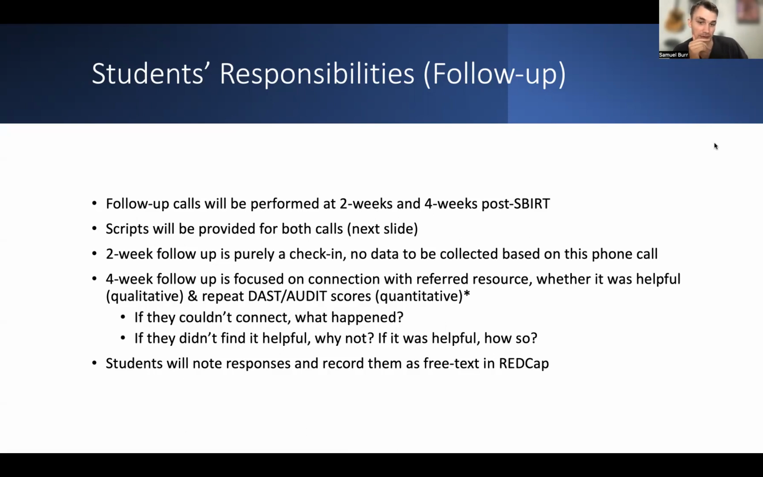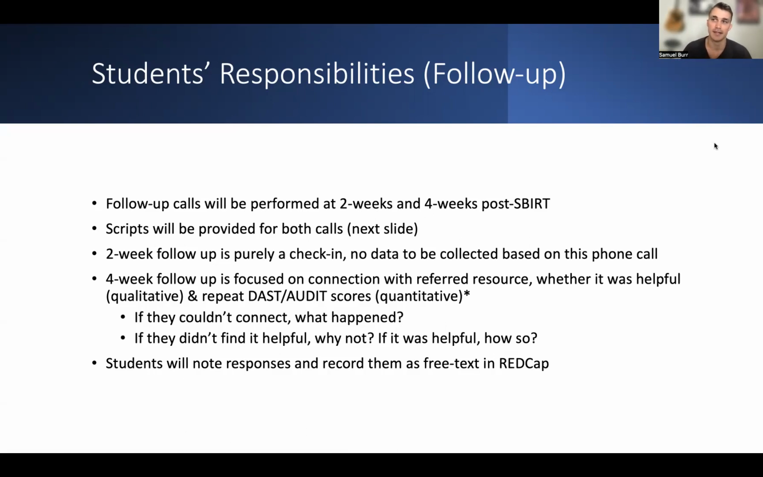But for the study, it helps us know what's happening and whether the resources we're referring patients to are helpful, and what barriers they're experiencing. It serves as a quasi needs assessment for us. So there'll be a 2-week and 4-week follow-up. The 2-week really is just for the students. It's not really for the study. It's students and patients. It's just an opportunity for the student to check in and see how things are going with the patient.